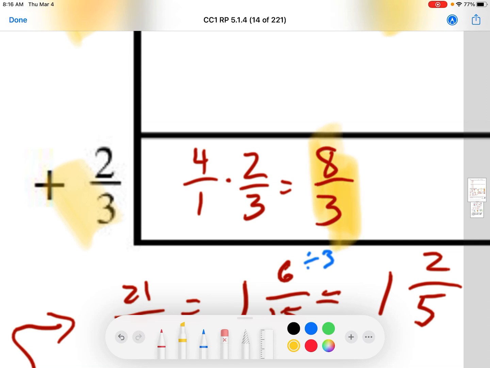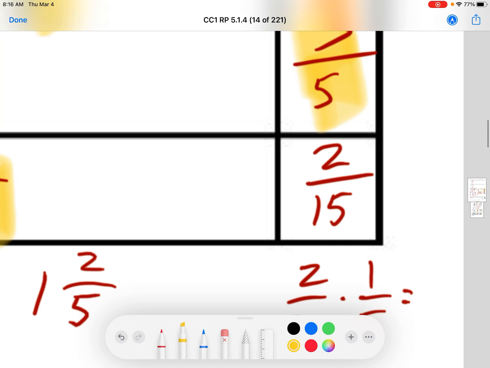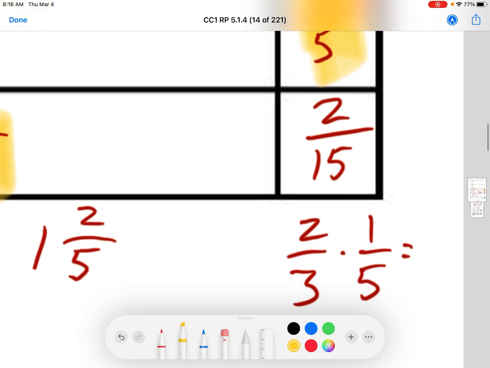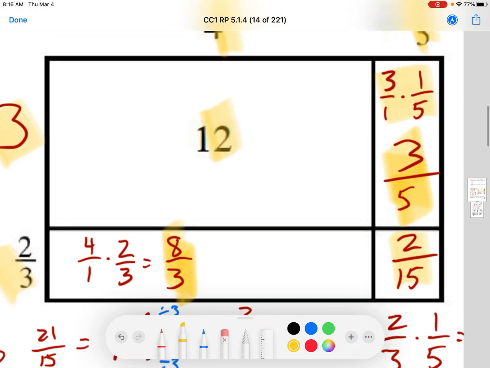So we have 8/3 here. Don't do 4 times 2 and 4 times 3. I see some students do that. Down here we have 2/3 times 1/5. 2 times 1 is 2, and 3 times 5 is 15. So what we have is all of these areas sitting right in here. So what we need to do is add our whole numbers and add our fractions.